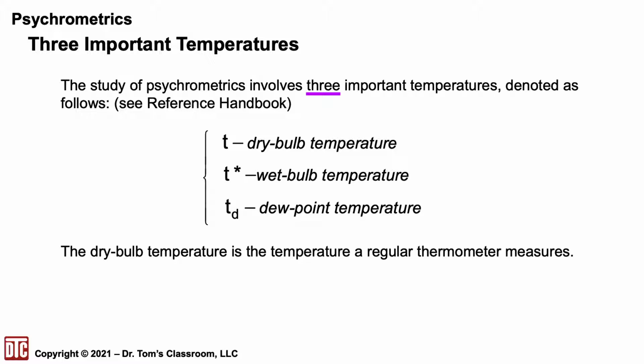The dry bulb temperature is the temperature a regular thermometer measures. So if you look at the thermometer on the wall and it says 75 degrees, that's the dry bulb temperature.